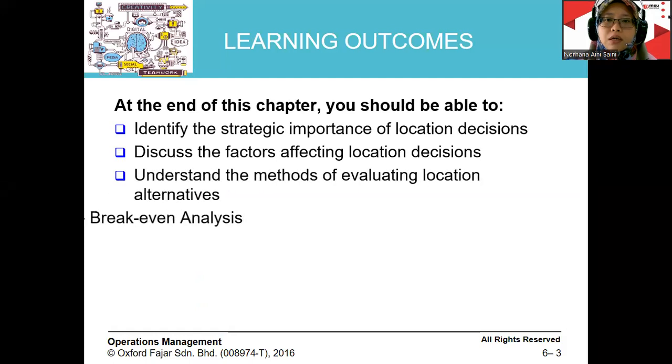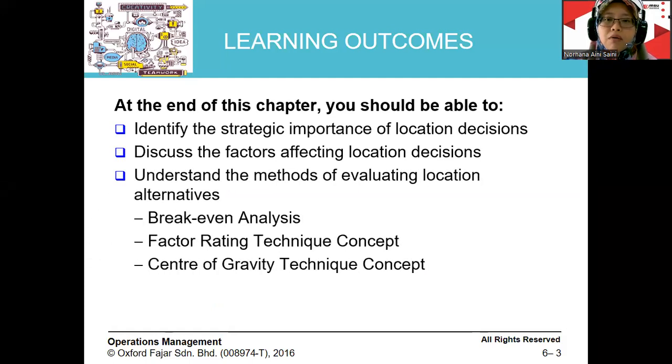This is the learning outcome, the subtopics that we will cover. First, we will look at why location is very important to the business. Then, what are the factors affecting the location decision, that is, the factors we need to consider when choosing the location of the business. Then we have the methods of evaluating location alternatives, the kinds of methods we use for calculating and evaluating the location. We have break-even analysis, the factor rating technique concept, and the center of gravity technique concept.